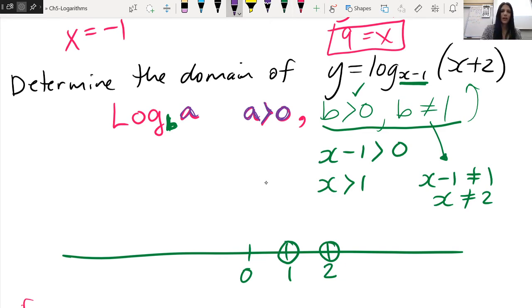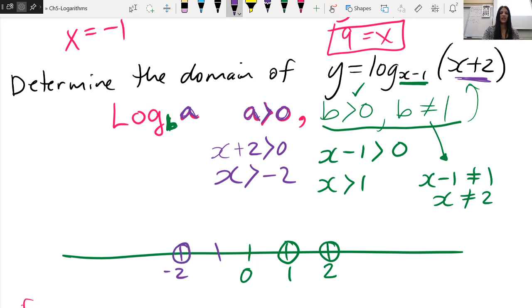And then for the other part here, when we look at a, what's a in our equation? X plus 2. So we would just take that x plus 2. This isn't thick enough. Let's change that. X plus 2 has to be greater than 0. So x has to be greater than -2. So I would go -1, -2. Greater than, it's not greater than or equal to, so I leave an open circle.